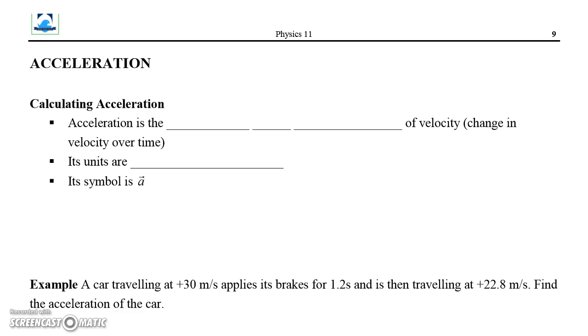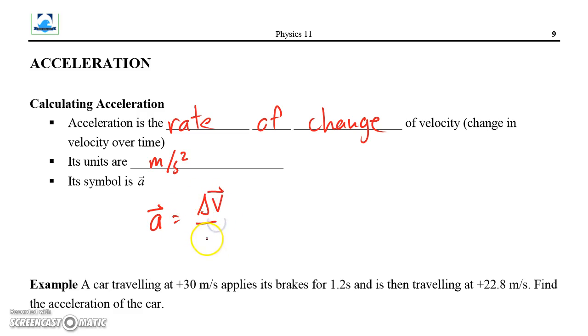So in general, acceleration is the rate of change of velocity. So it's a change in velocity over time. And if we've forgotten, the units are meters per second squared. The symbol is a with a vector, and our equation, as we know it right now, is change in v over time.